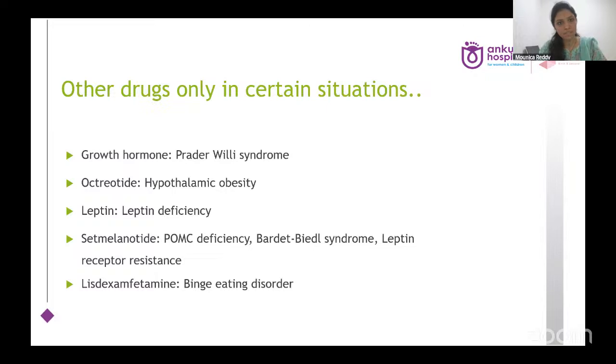For example, in Prader-Willi syndrome, growth hormone; octreotide is used in hypothalamic obesity. Leptin needs to be used in leptin deficiency, but I would say that leptin and setmelanotide are not available in India. It's a big challenge to get them. And lisdexamfetamine is used for binge eating disorders. I think out of these conditions, Prader-Willi is something which we see commonly, and it's very important to remember that growth hormone has to be initiated at the earliest, because this does help in redistribution of the fat percentage of the body and also helps in cognitive improvement for the child.